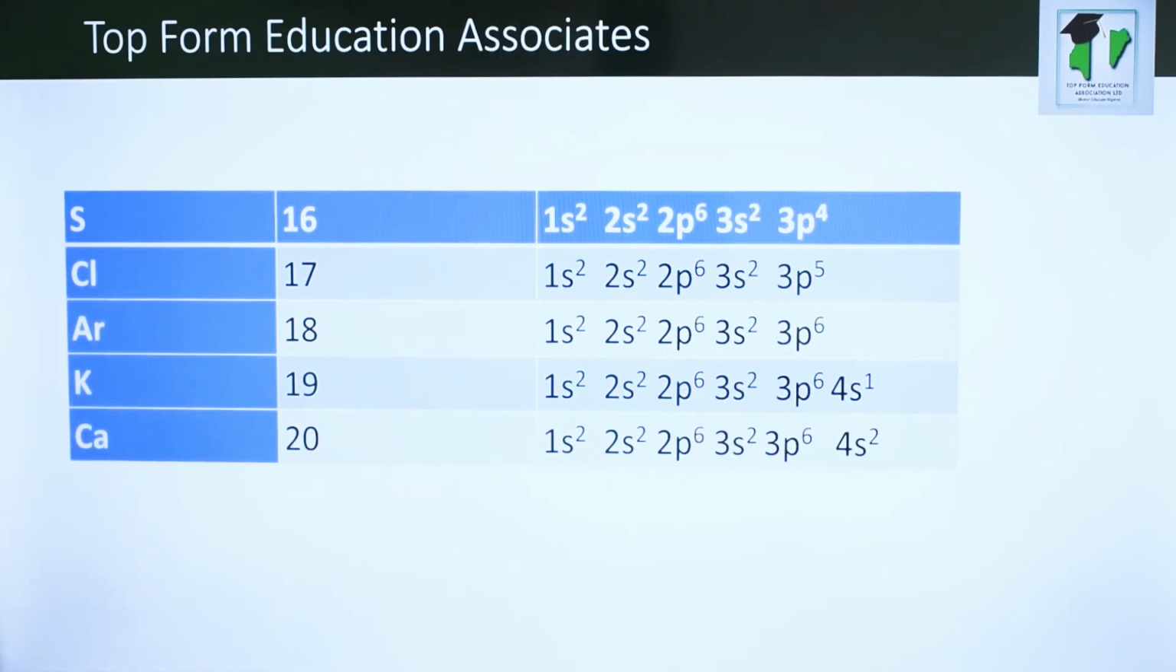So the table has shown us the electronic configuration of the first 20 elements. We can see that the last element there is calcium, and it has 20 as its atomic number.